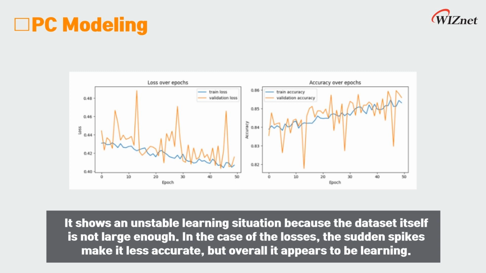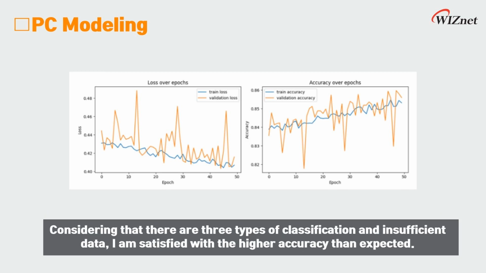It shows an unstable learning situation because the dataset itself is not large enough. In the case of the losses, the sudden spikes make it less accurate, but overall it appears to be learning. Considering that there are 3 types of classification and insufficient data, I am satisfied with the higher accuracy than expected.